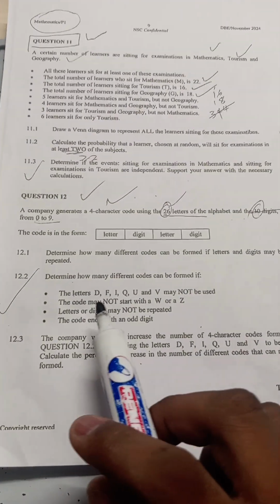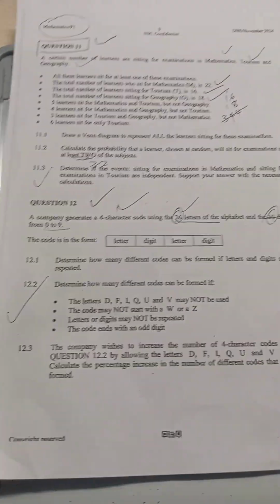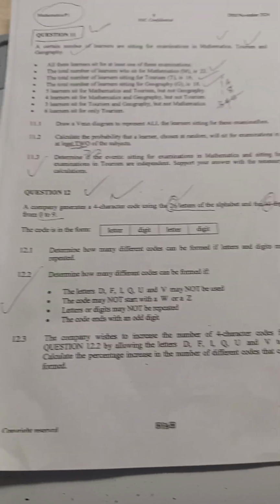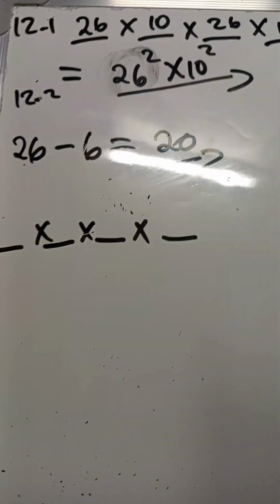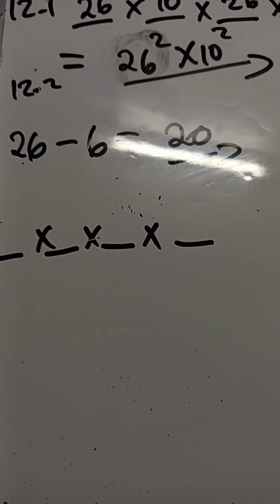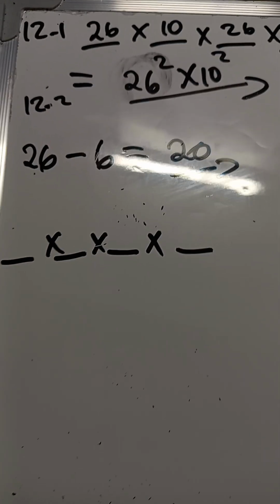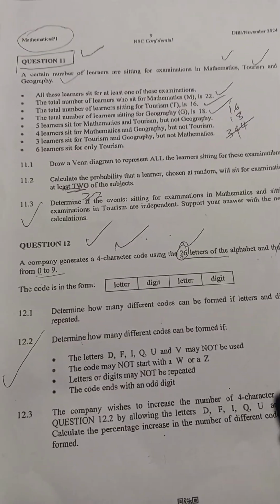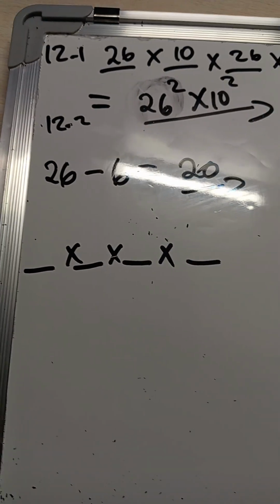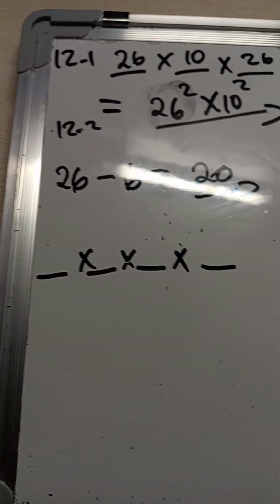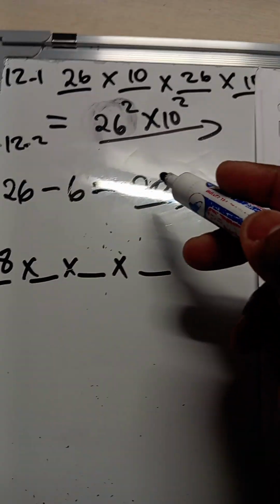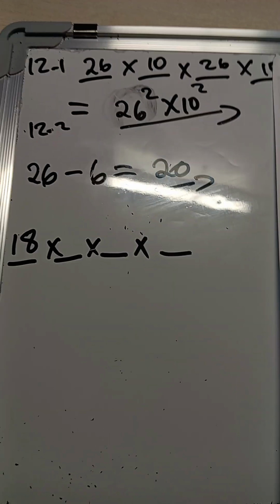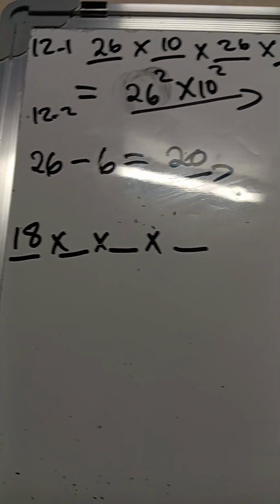The second condition says that the code may not start with what? With a W or a Z. We know that currently we have 20 letters that may be used, but the two must not be occupied in the first spot, because they said the code may not start with W or a Z, meaning we are not going to consider those two letters. So now on the first spot I have 18, because we know we have 20, but those two may not occupy the first spot. Now I'm fine.